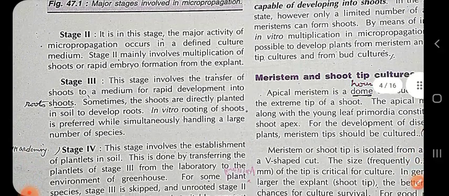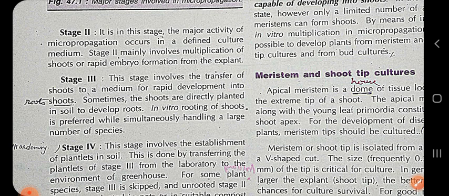Then comes stage 3, which involves the transfer of shoots to a medium for rapid development of roots. After shooting, multiple shoot formation occurs and they reach their achievement height. Now we have to do rooting of the shoots, so that later they do not depend on the culture medium, because in the next stage we have to put the plantlets into the greenhouse, where they have to obtain their minerals and nutrients on their own with the help of roots.